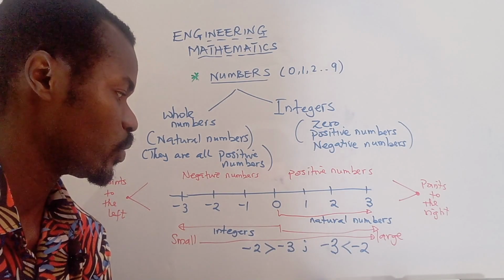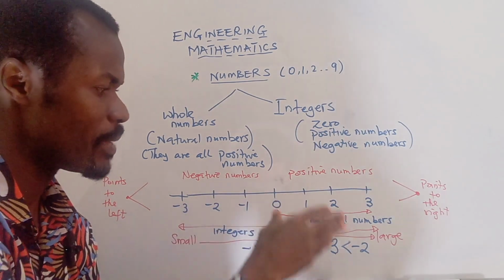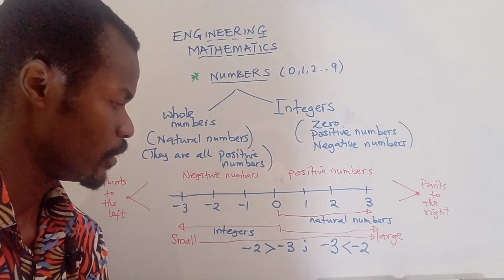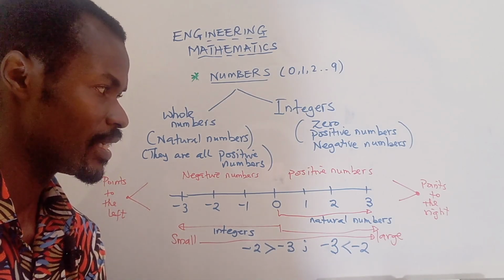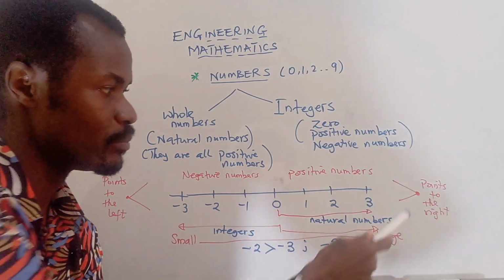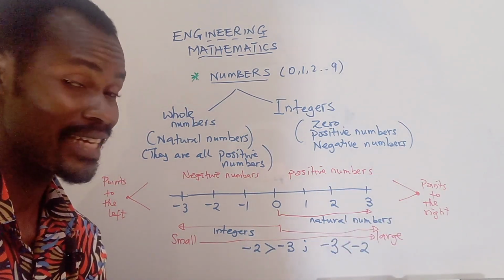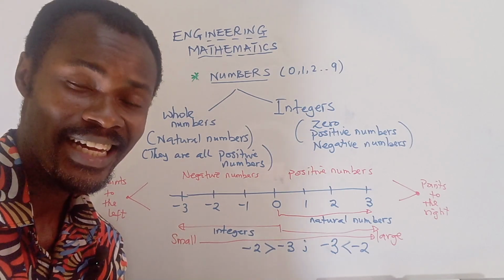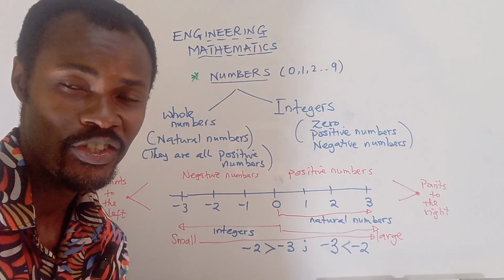So having given this brief knowledge of numbers, as whole numbers and integers, we are now going to use the number line to solve problems that have to do with identifying, using the symbol, which number is greater than or less than in our next video on engineering maths.